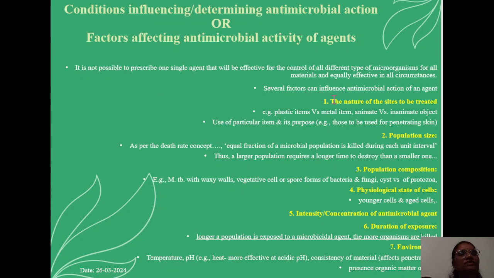So the first is the nature of the site to be treated. When we want to apply an agent to plastic items, and if we talk about something to be applied to metal items, definitely our requirement will vary. We cannot apply high temperature for microbial control on plastic material. The same can be applicable to metal items. Similarly, we need to take into consideration animate or inanimate objects for which we are trying to apply some agent.